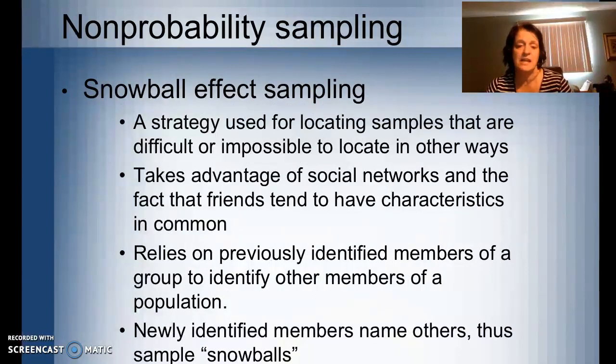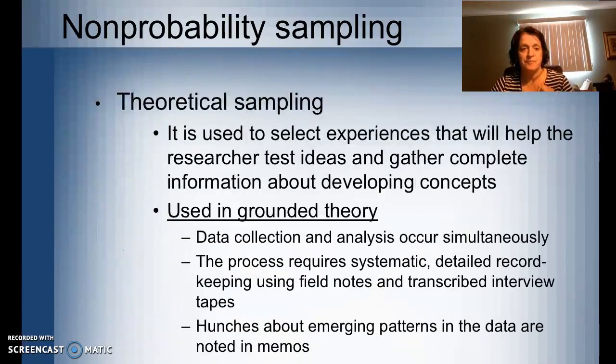Snowball sampling, once again, is for difficult samples, impossible to locate, taking advantage of social networks, where people have characteristics in common. You identify one member of the group and have them help you identify other members. And that's therefore your sample snowballs. The example I gave in class, I believe, is homeless people or drug abusers, sex trade workers, people who are not likely going to be easy to capture in any other way.